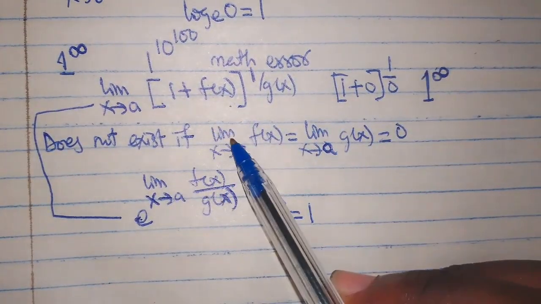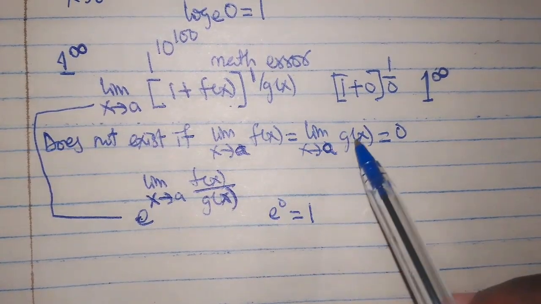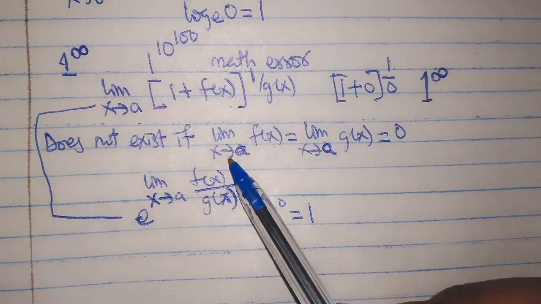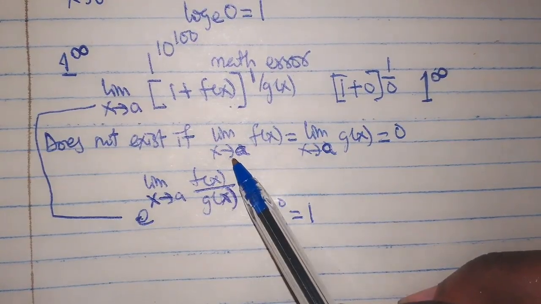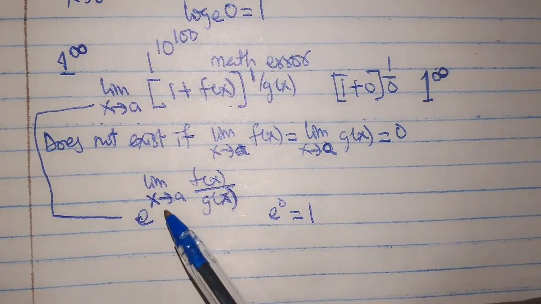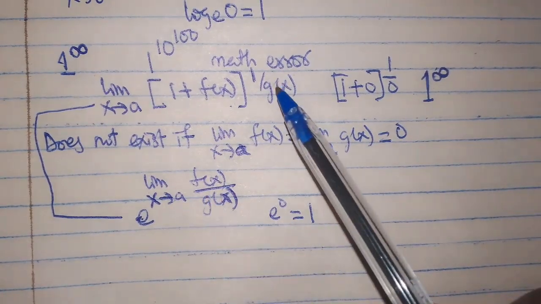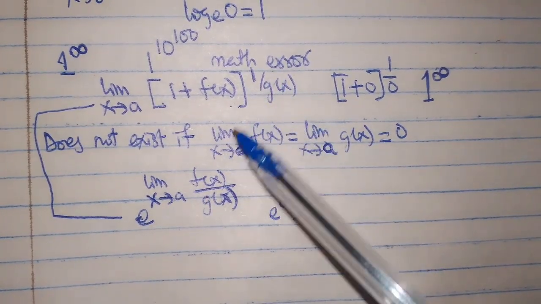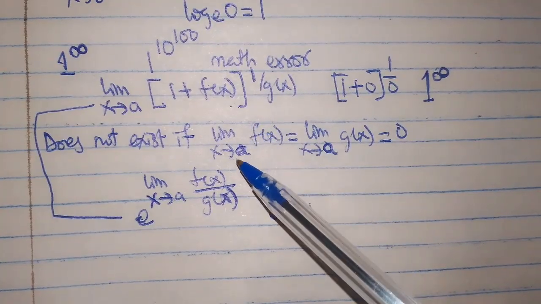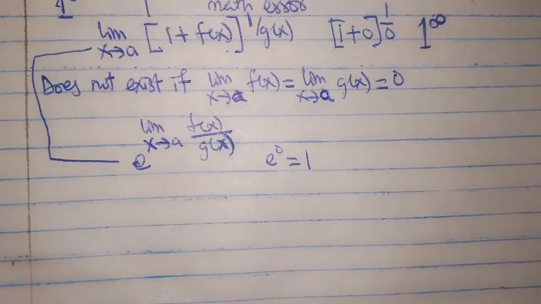So we are saying this particular thing does not exist if limit as x approaches a of f of x is equal to limit as x approaches a of g of x, not as x approaches 0. Please make that correction. So this is a solution for it. I'm going to prove this and speak more about this. Very important. There are other special limits which I'm going to talk about in part 2.